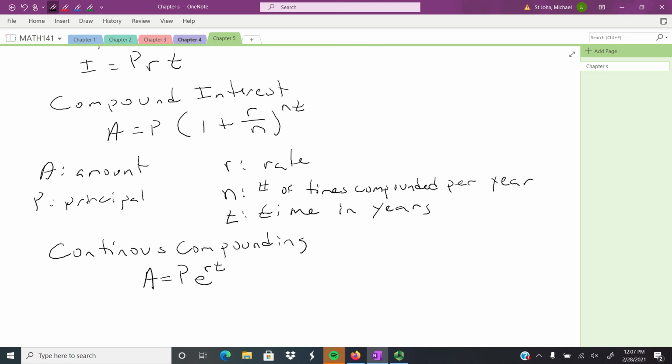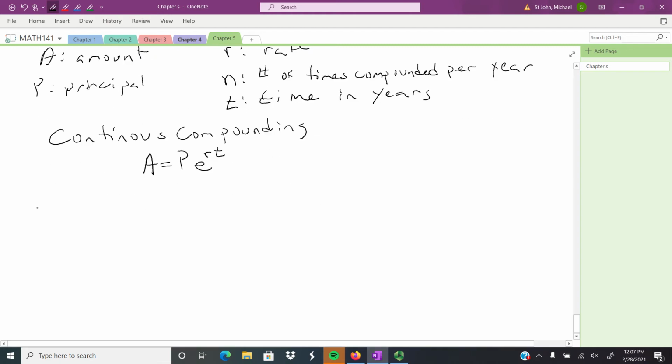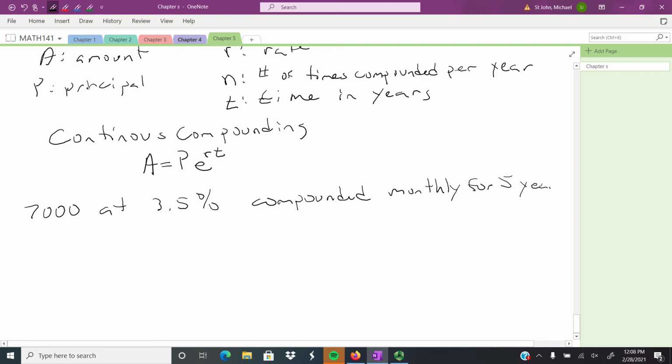So let's just look at an example of the compound interest equation. Let's say here we have $7,000 at 3.5% compounded monthly for 5 years.